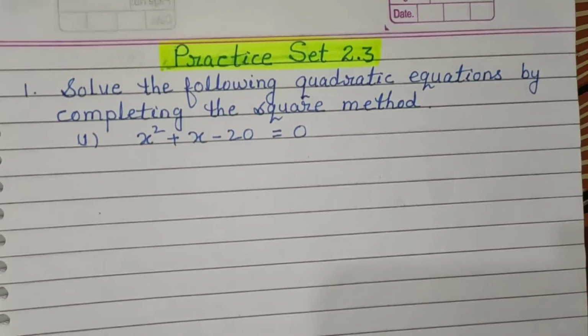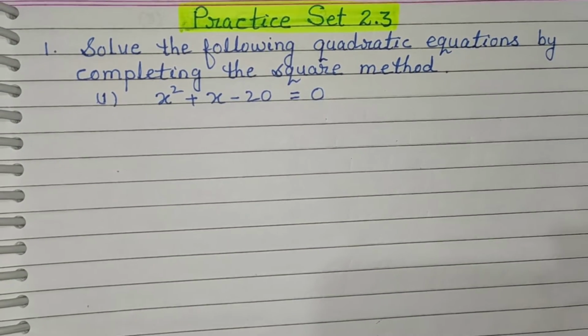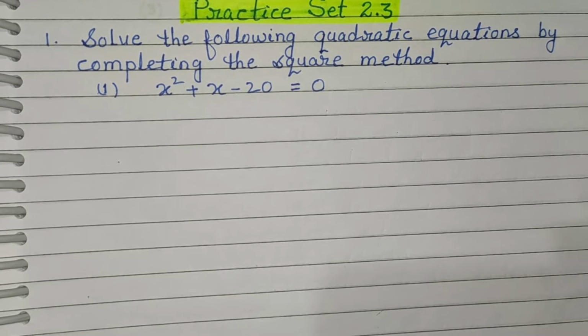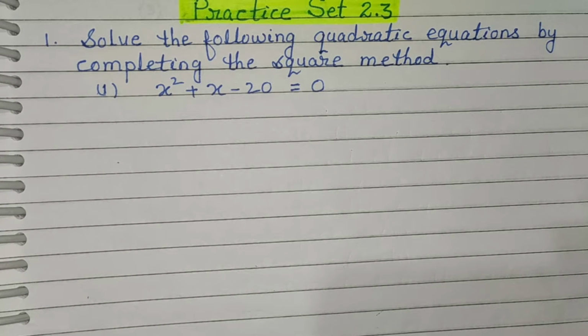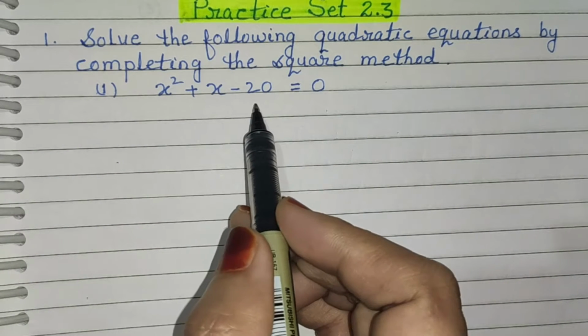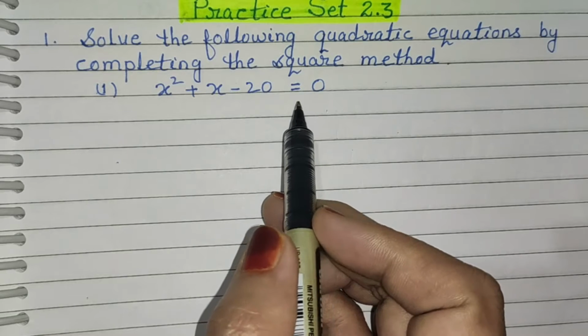Now let us see how to solve practice set 2.3. First question. Solve the following quadratic equation by completing the square method. Now the first equation given here is x square plus x minus 20 is equal to 0.